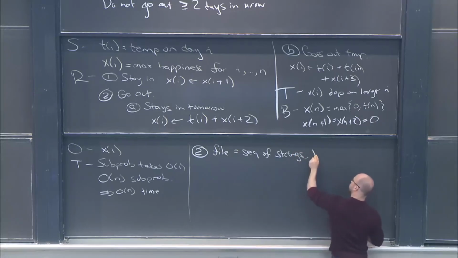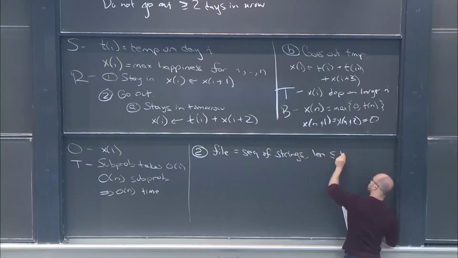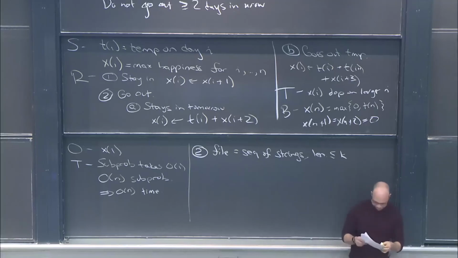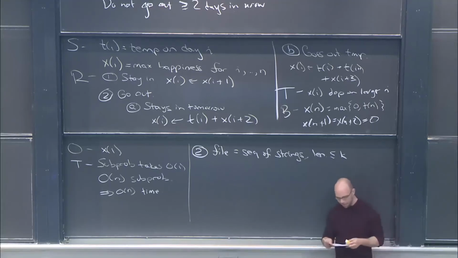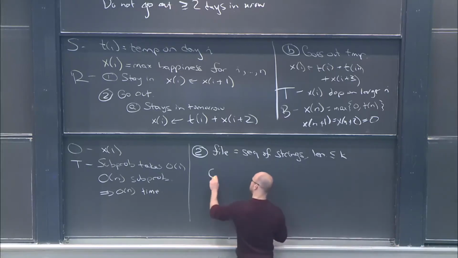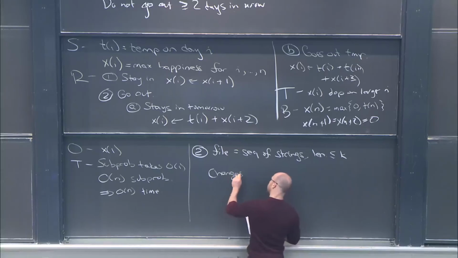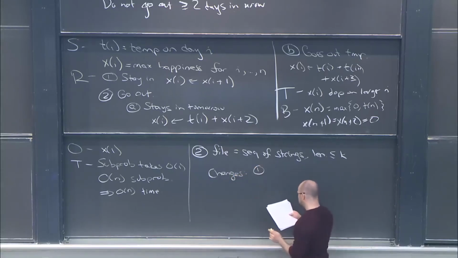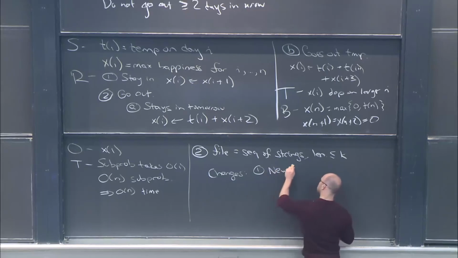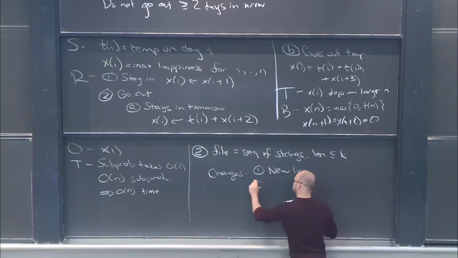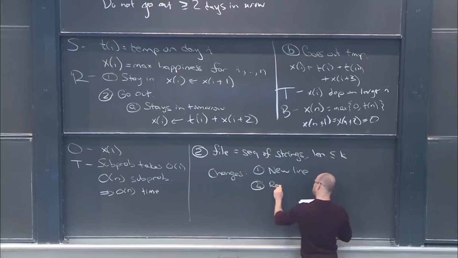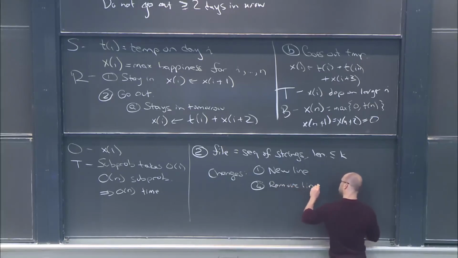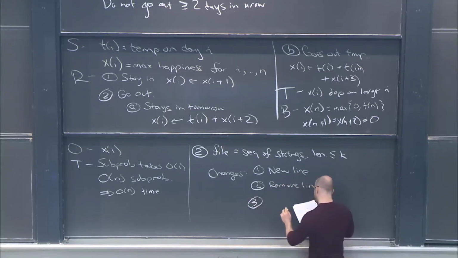and I believe we say their length is less than or equal to k. That's going to come into play a little bit later. And the strings are basically just lines of the different files. So there are 3 different ways that we can change a file. Here are the changes we could do. Change number 1 is to add a line. Change number 2 is to remove a line. And change number 3 is to swap.